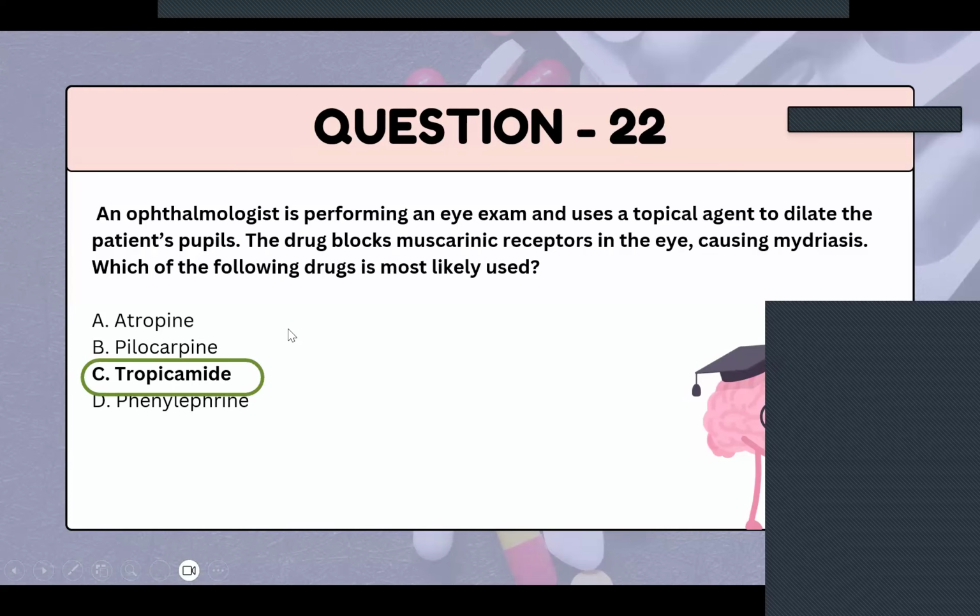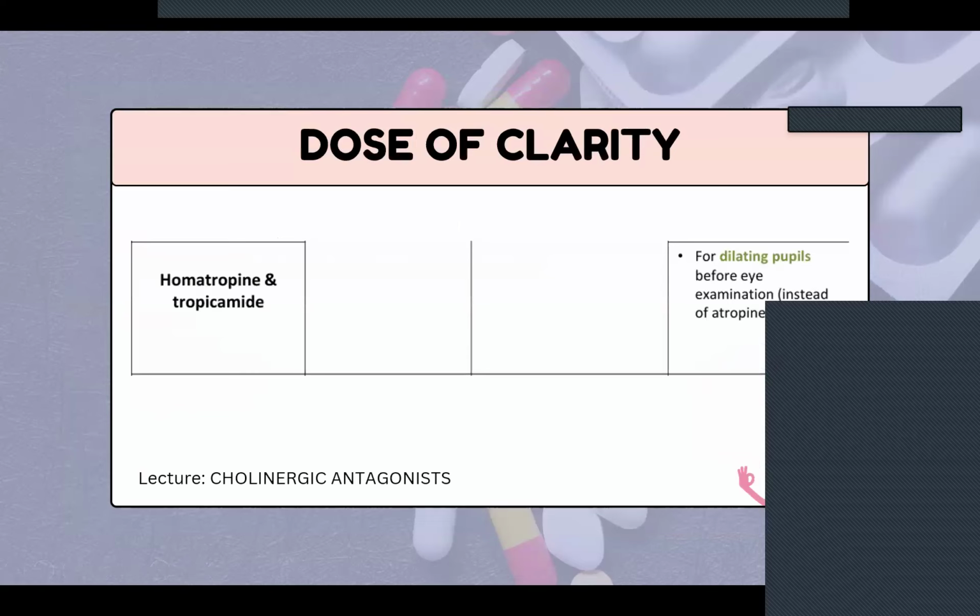Yes, it's C, tropicamide. Remember, for dilating pupils before eye examination, there are two drugs which are mentioned in your lectures, homatropine and tropicamide. Both have the word tropicamide. So you give them topically in the eyes. So tropicamide, homatropine, that is an easy way to remember. And they are short-acting muscarinic antagonists. So they are used to dilate the pupils and they paralyze the ciliary muscle.